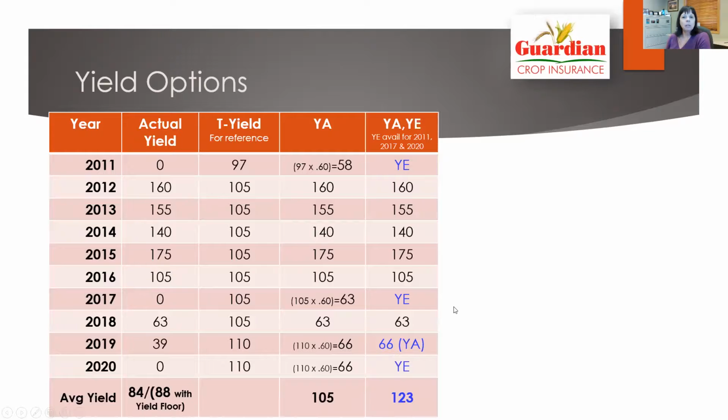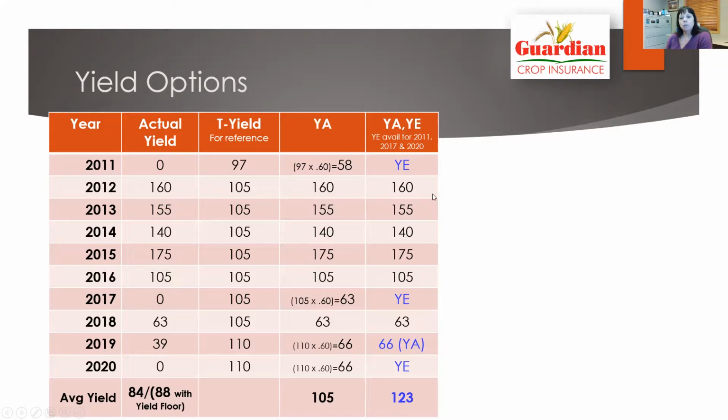Okay, now let's see what happens if we add the yield exclusion. Now, remember the yield exclusion, you can exclude the yields from the years that RMA determines that the county average was below 50%. So the yield exclusion is available for the years 2011, 2017, and 2020. So now we're going to exclude 2011. We're going to exclude that big fat 0. We're going to exclude it in 2017, and then we're going to exclude it in 2020.